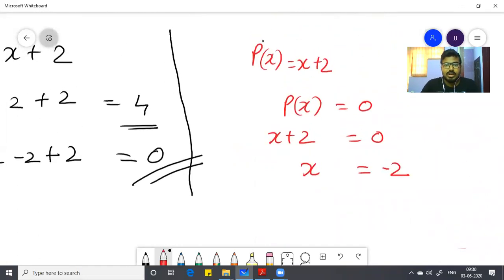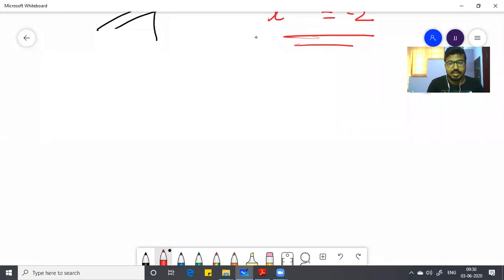अभी p of x आपको x+2 दिया हुआ है, तो p of x को इक्वेट करो 0 से। सो x+2 इज इक्वल टू 0, x इज इक्वल टू -2, सो -2 है आपका 0। In the same way, one more example, if I'm taking p of x is equal to 2x minus 3, मेरे को इसका zeros find out करना है, zeros I want to find out.